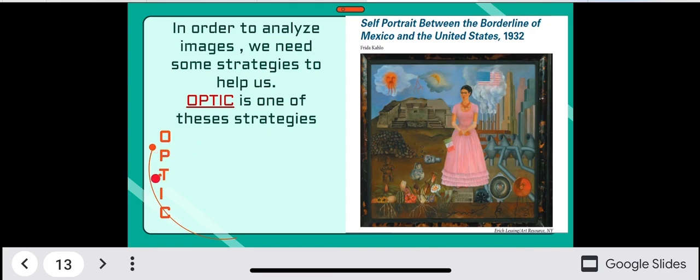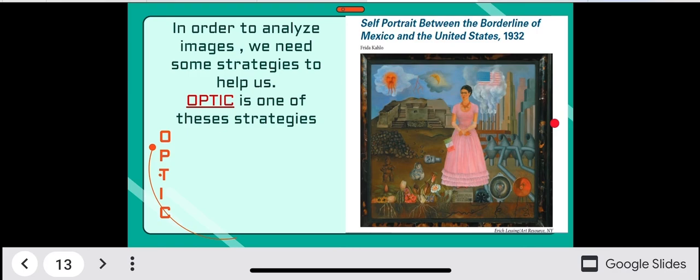Now let's go to T, and T is when I look at the text or the title. Now I don't have a text, right? So I'll only look at the title, and I'll see how the title is actually related to the picture. The title says The Self-Portrait Between the Borderline of Mexico and the United States.